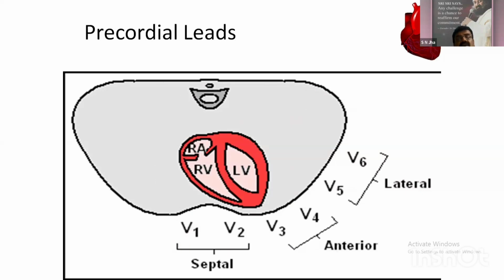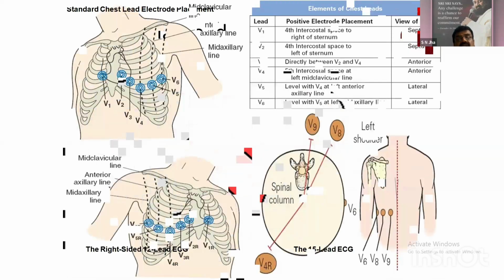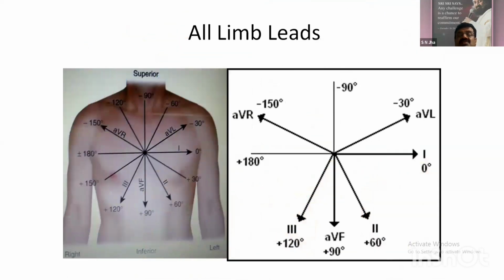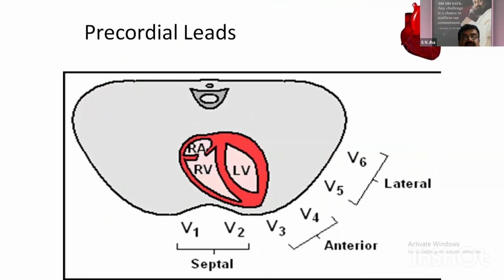Similarly, if we see the position of leads one and AVL, we can see that they also look at the lateral part of the heart. So in case of lateral wall MI, we will find changes in one, AVL as well as V5, V6. In case of anterior wall, we can have changes in V3, V4, and in extensive anterior, we can have changes in V1 to V6 as well as one and AVL, all of them.